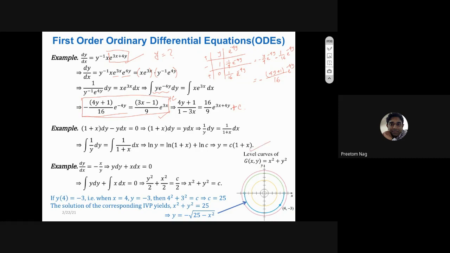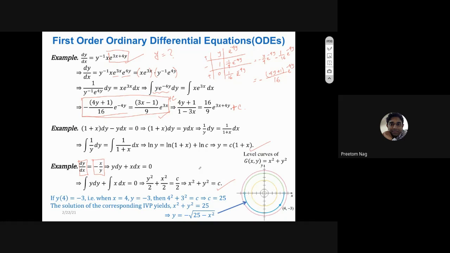Another one: dy by dx equals minus x by y, which gives y dy plus x dx equals 0. Here dy by dx is given by minus x by y, right? We bring it into the form y dy plus x dx. After that we take the integration on both sides and get the result x square plus y square equals c.